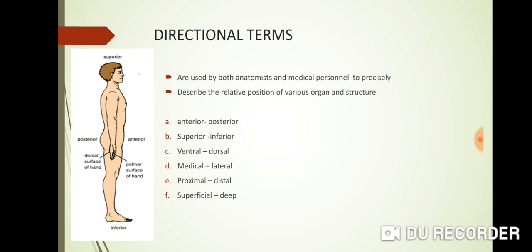On the other hand, medial is closer to the midline, while lateral is farther from the midline. When you say proximal, the structures are closer to the point of attachment, while if it is farther from the point of attachment, it is called distal. When it is closer to the body or the organ surface, it is what we call deep, and if it is farther away from the organ or organ surface, it is what we call superficial.